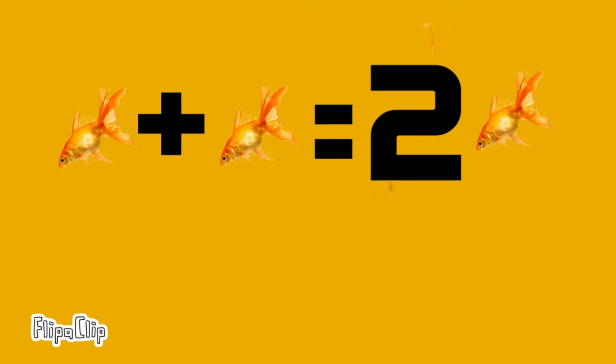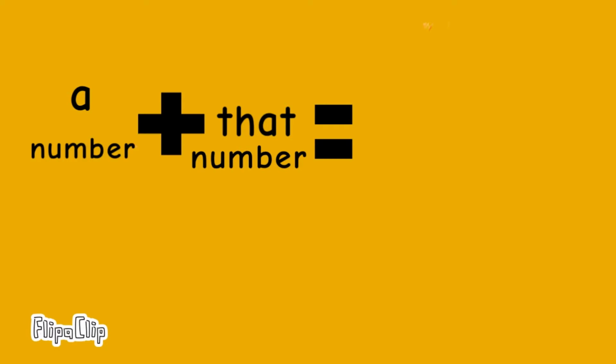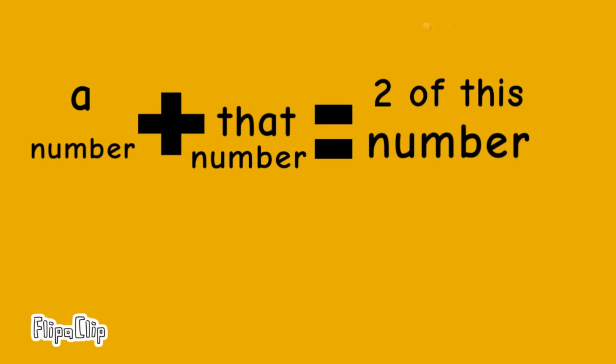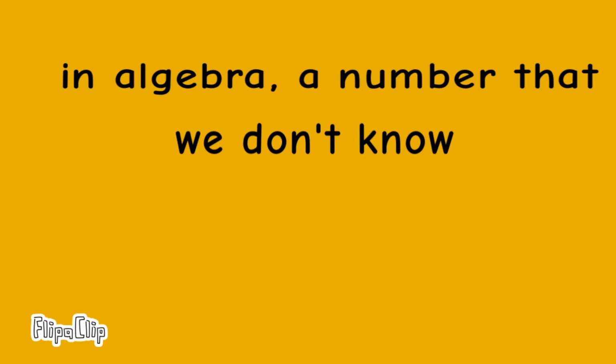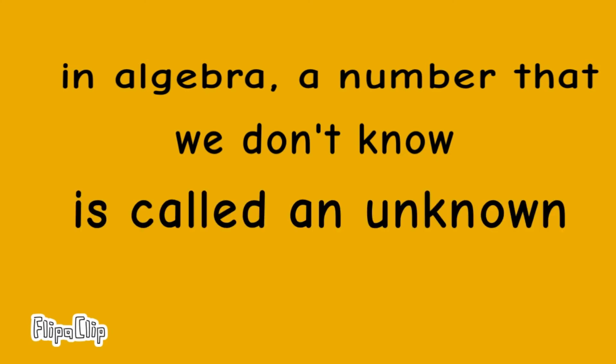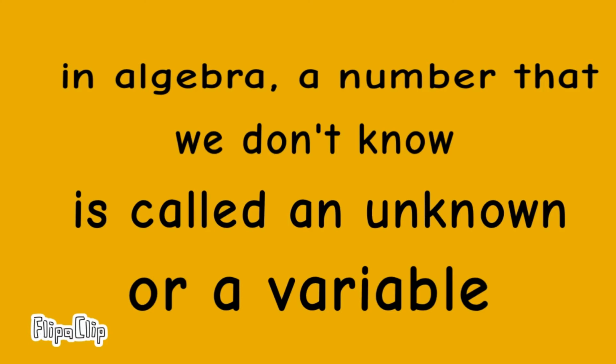Making it even more mathematical, we can say that a number plus this same number will give us 2 of that number. In algebra, that mysterious number that we don't know could either be called the unknown or a variable. Most often than not, we use the letter x to represent this unknown or the variable.